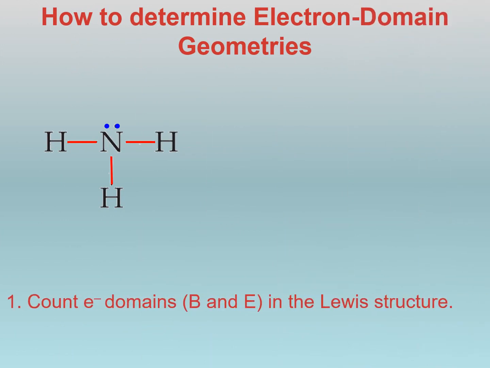Okay, so now here's how to determine it. We simply count the number of electron domains, and that'll tell us the electron domain geometry. So let's see what I got going here. How many electron domains? 1, 2, 3, 4. What has 4 electron domains? Hopefully you guessed tetrahedral. This will be a tetrahedral electron domain geometry.